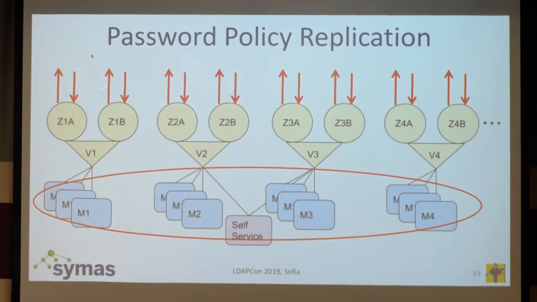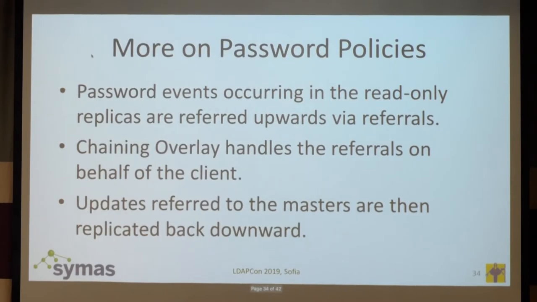We mentioned that these replicas are read-only. So how does a bind that's going from a machine to a replica that's read-only store that information? It could be done, and it's commonly done. It's just not covered by this example, but I just wanted to touch on it. And really what we would do is we would turn on referrals in the replicas. Then password events occurring in the replicas would be referred upwards. And then the replica would have what's called a chaining overlay, which handles that referral on behalf of the client.